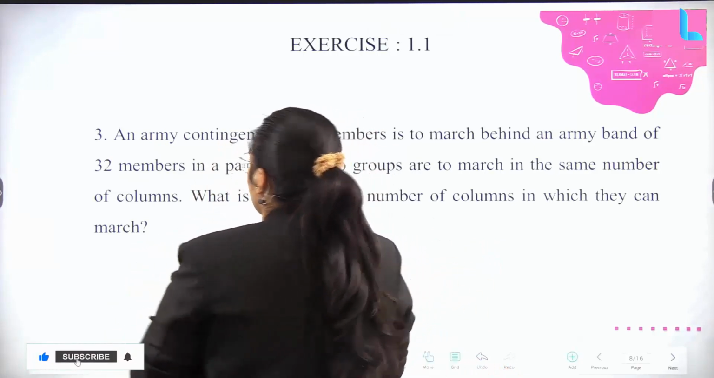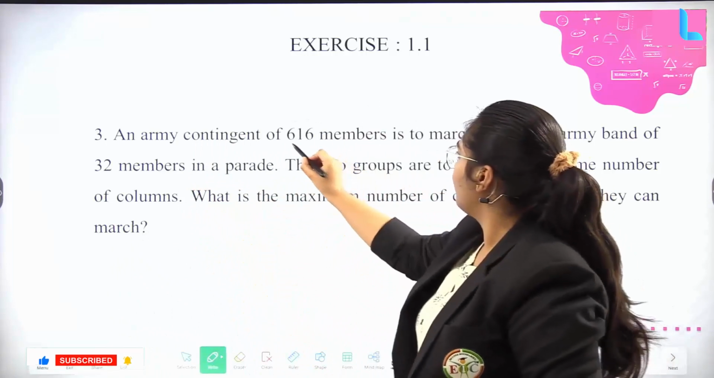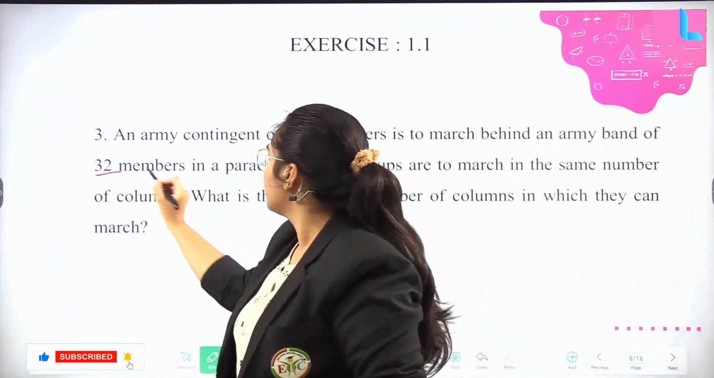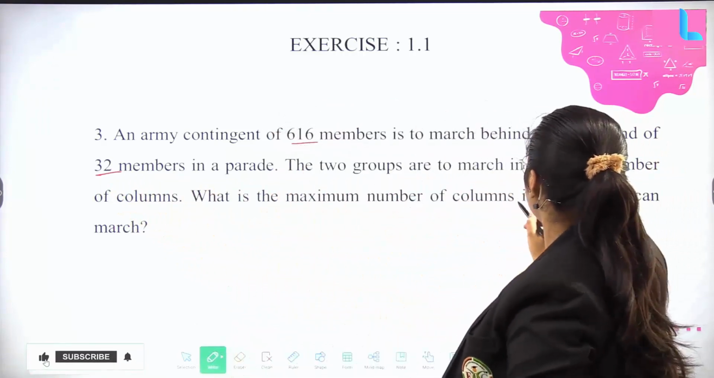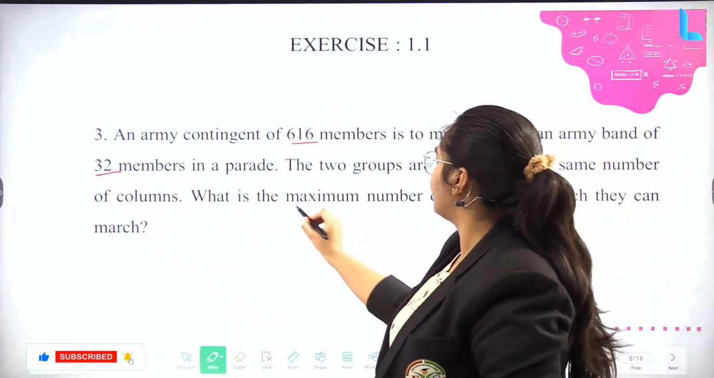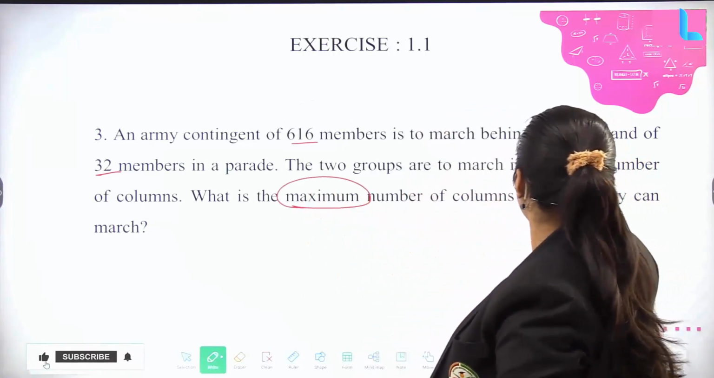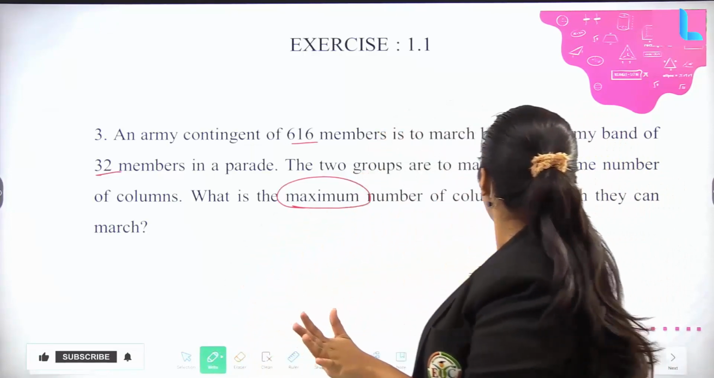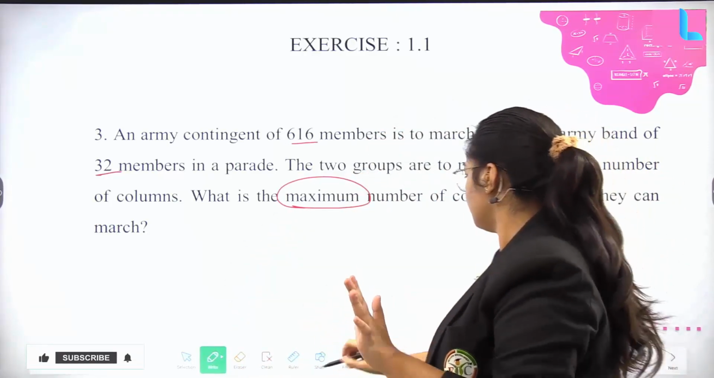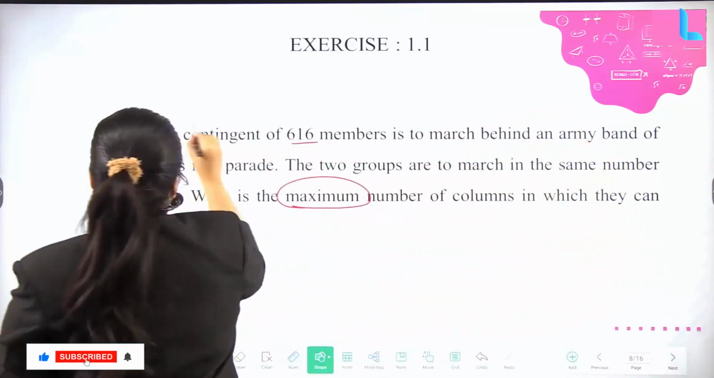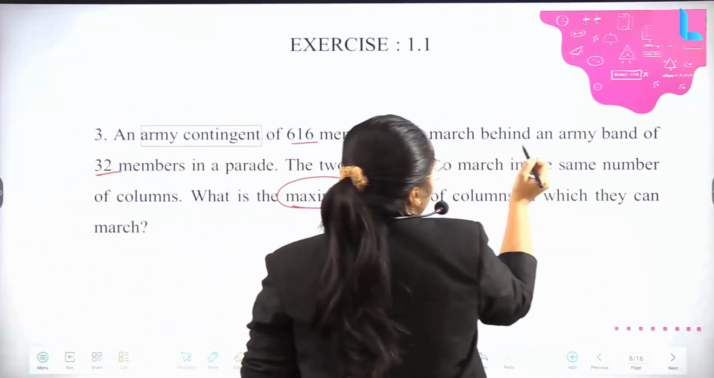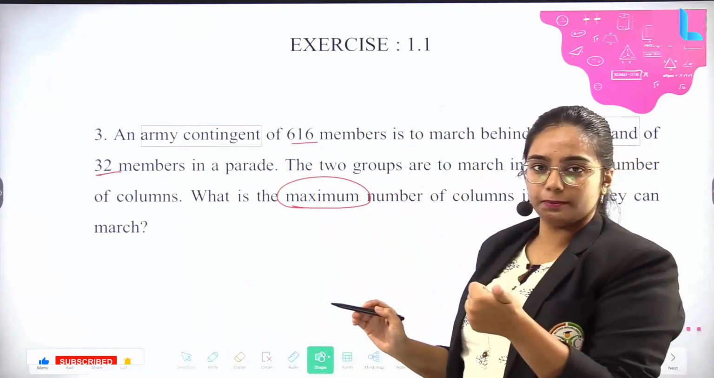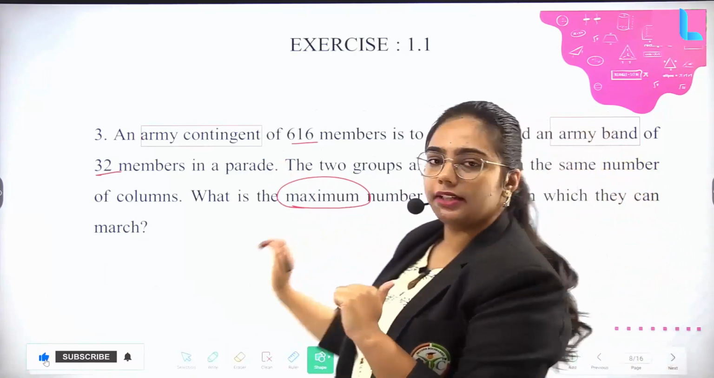Next question. An army contingent of 616 members is to march behind an army band of 32 members in a parade. The two groups are to march in the same number of columns. What is the maximum number of columns in which they can march? Here they are telling that there are two sorts of people, an army contingent of 616 members and an army band of 32 members.